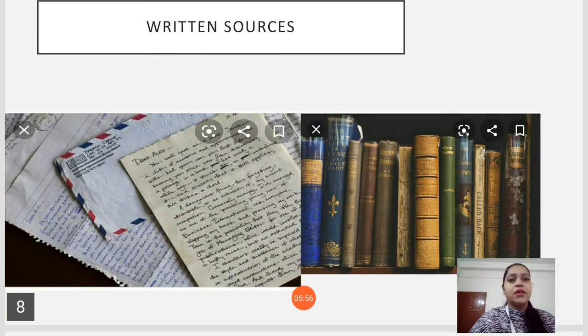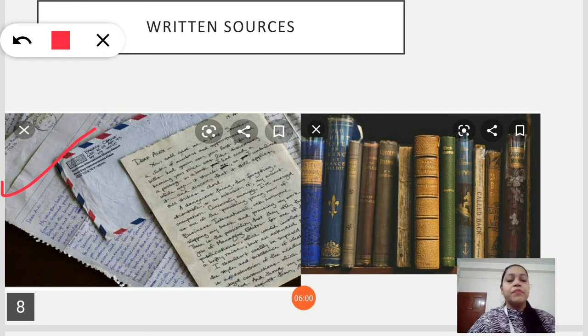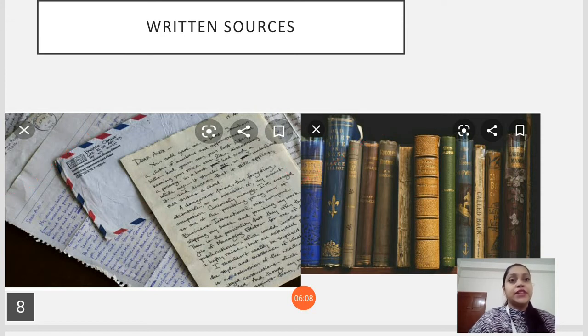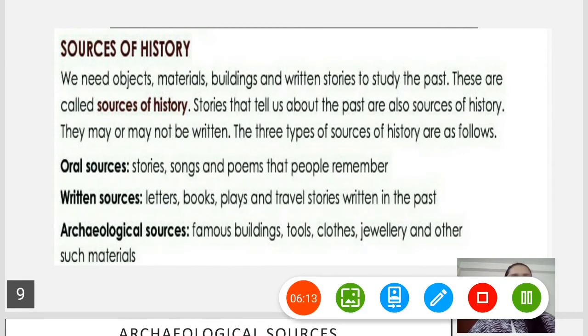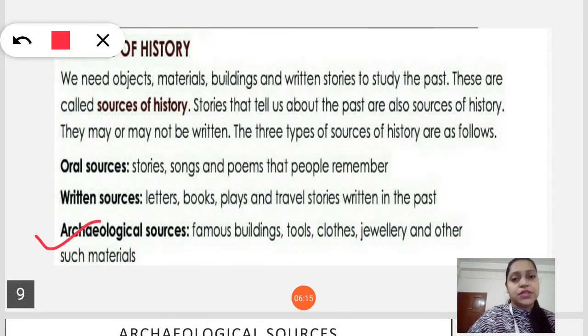Like here we can see I have collected a picture of letters, then children, books. Okay, so you can see here letters and books. Okay, these are written sources. Then we have the last sources, which is the archaeological sources. So what are the archaeological sources?